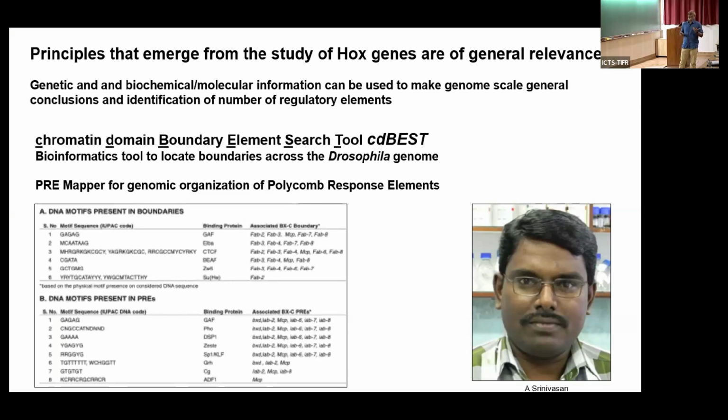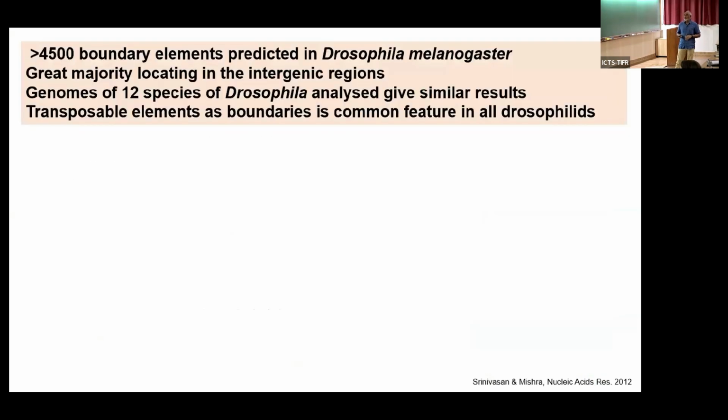So we call it, if you want to predict boundaries or insulators or barriers, different people have different names. We think they are similar kinds of things. So we know what proteins interact with them, what are their recognition sequences, and then we essentially take the cluster of motifs that are DNA binding protein motifs, and then look at the permutation combination across the genome and ask if we can predict boundaries and PREs. So Srinivasan single-handedly did all this. He developed this tool. We know enough biochemistry that we can make a reasonable prediction.